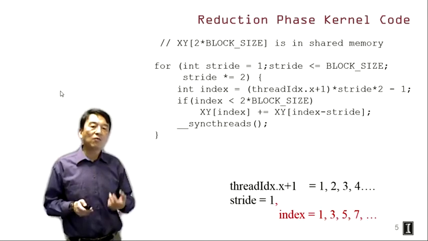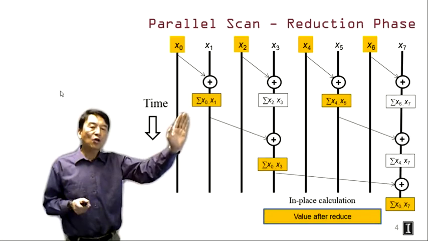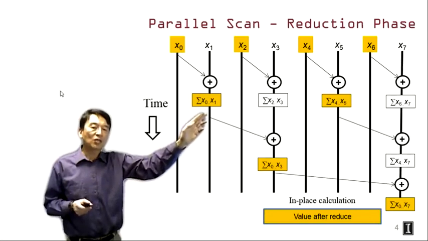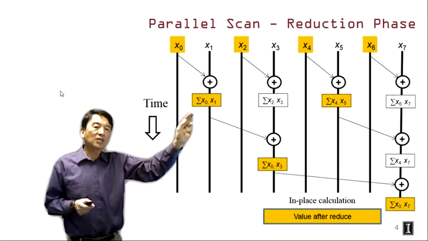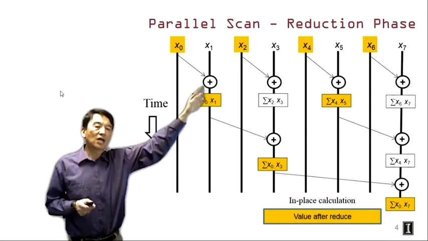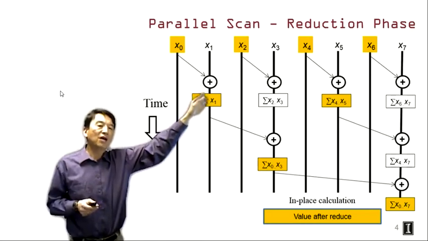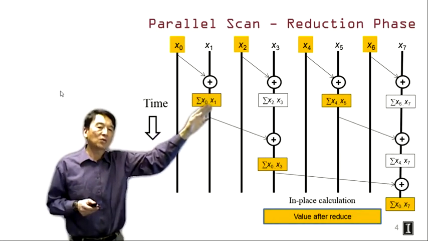The reason why we don't need to have two sync threads has to do with the particular structure of this computation. If we look at all the positions, the elements that will be changed after each iteration, let's say iteration 1, the elements that will be changed are x1, x3, x5, x7, all the odd elements. If you look at these elements, none of these elements are used by any other threads other than the thread that is directly computing its result.